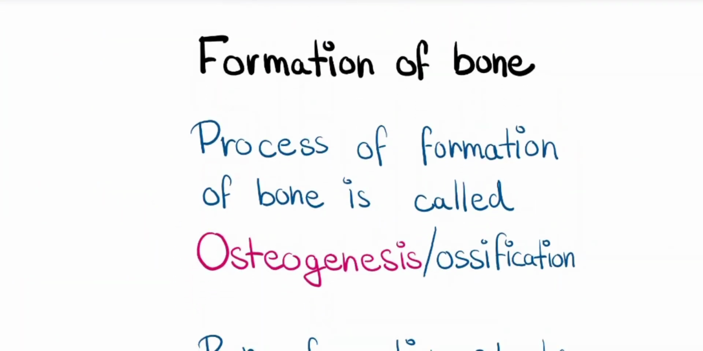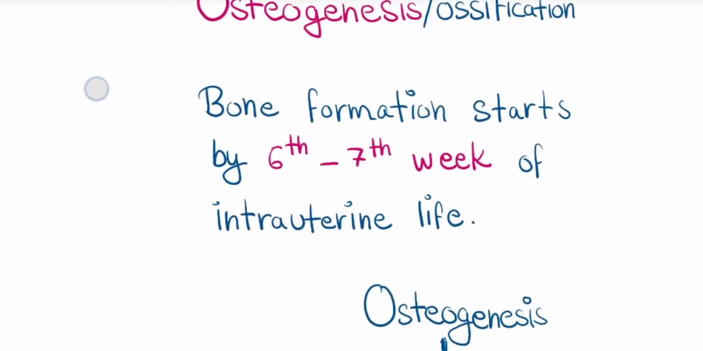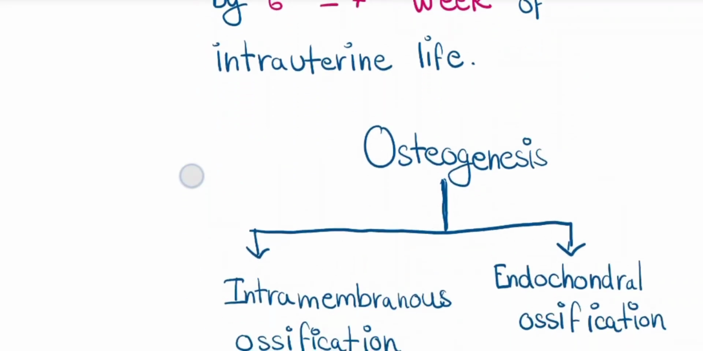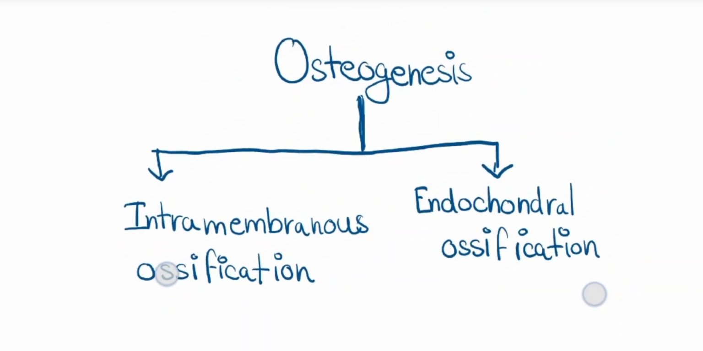Formation of bone. The process of formation of bone is called osteogenesis or ossification. Bone formation starts between the 6th and the 7th week of intrauterine life. Osteogenesis can be divided into two different processes: intramembranous ossification and endochondral ossification, which we will study in the upcoming lectures.